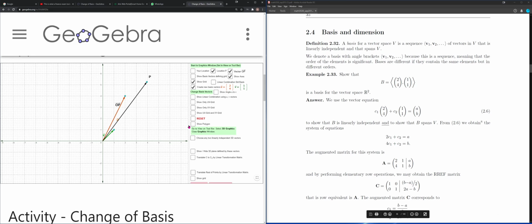Okay, so we want to show that these two vectors, (2, 4) and (1, 1), form a basis for the vector space R2. If it's going to be a basis, it needs to satisfy two conditions.